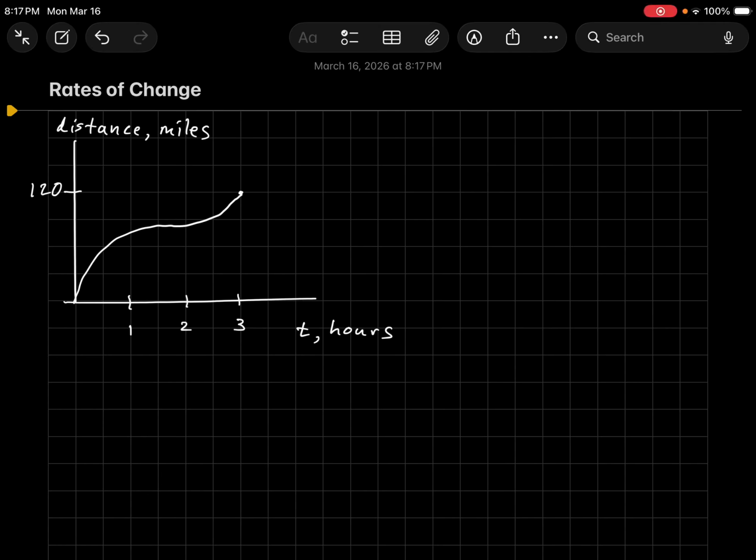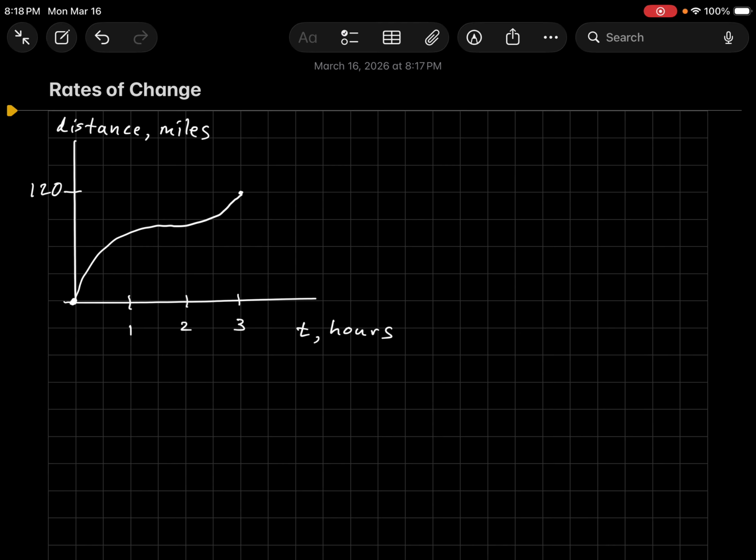Rates of change. Let's take a look at this graph, which shows the position or the distance a person had traveled in miles over the course of 3 hours. And let's say at t equals 0, they were 0 miles away from their house.